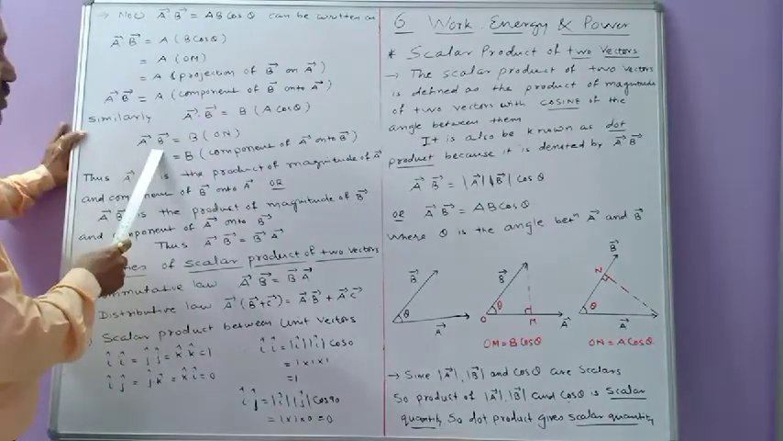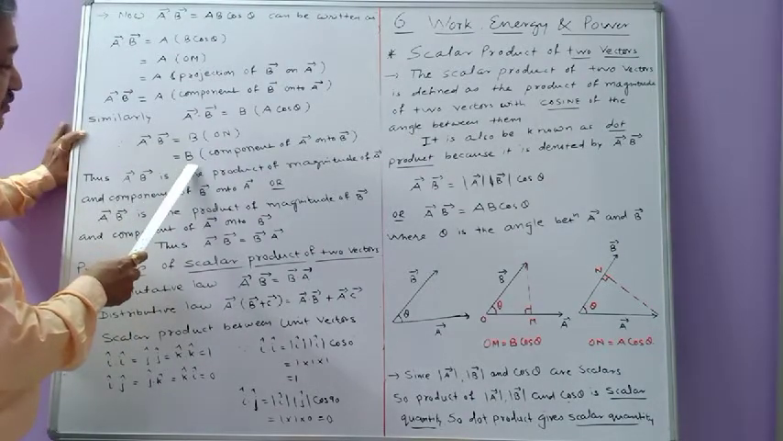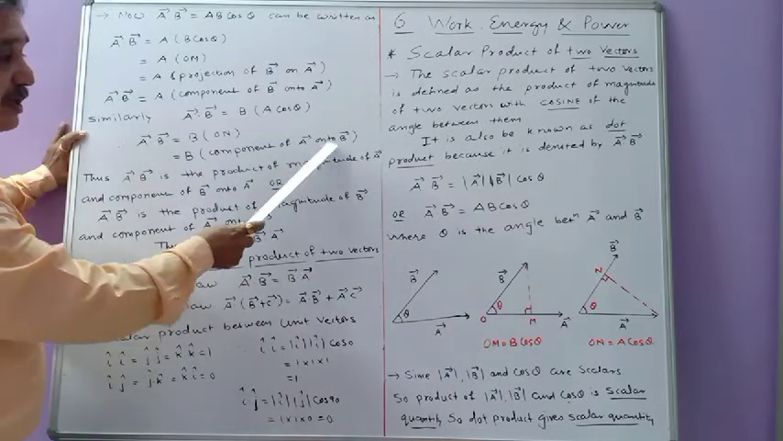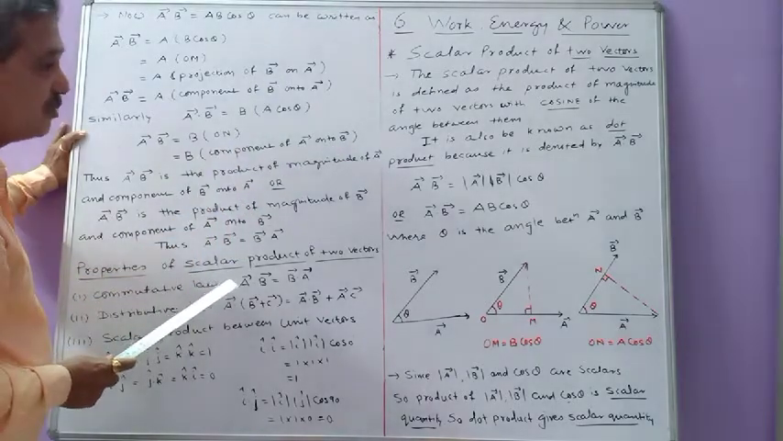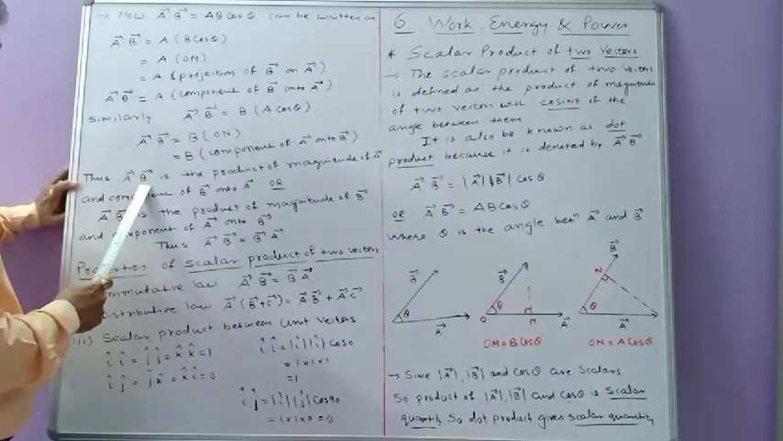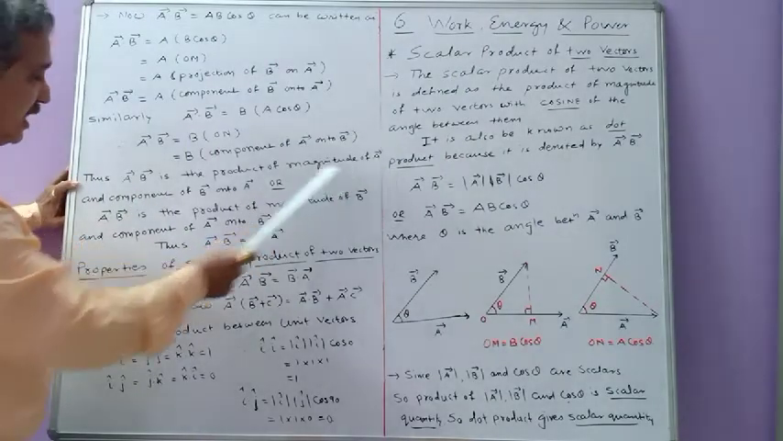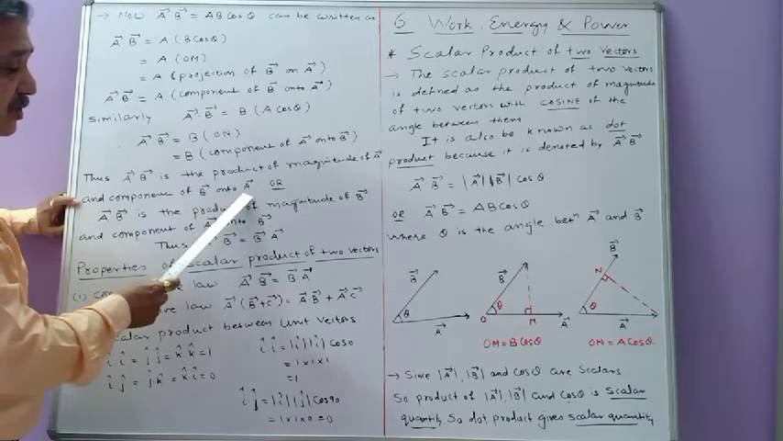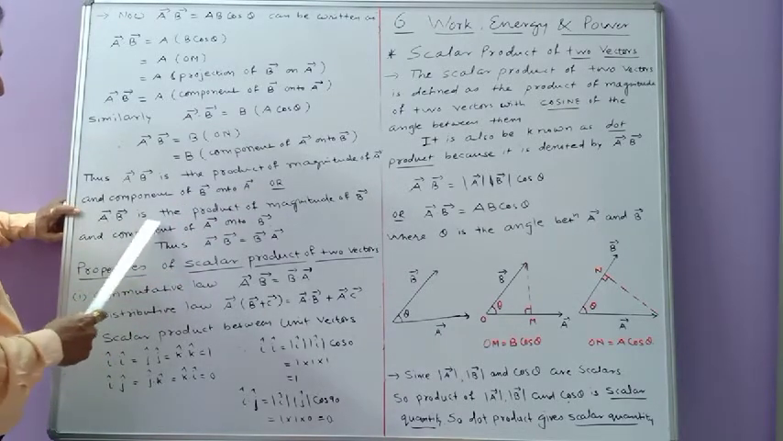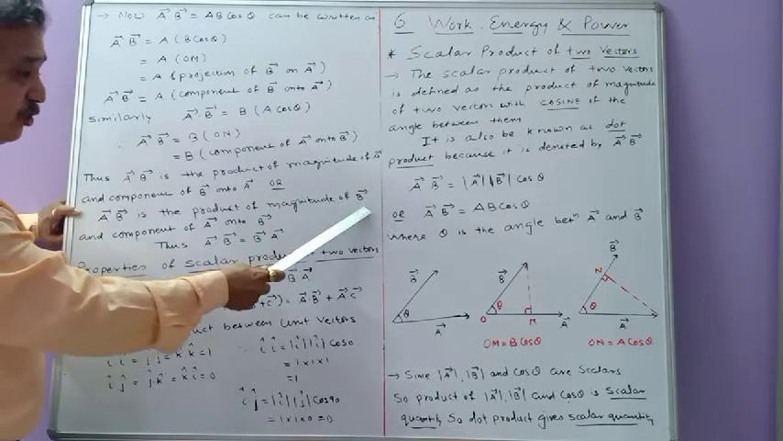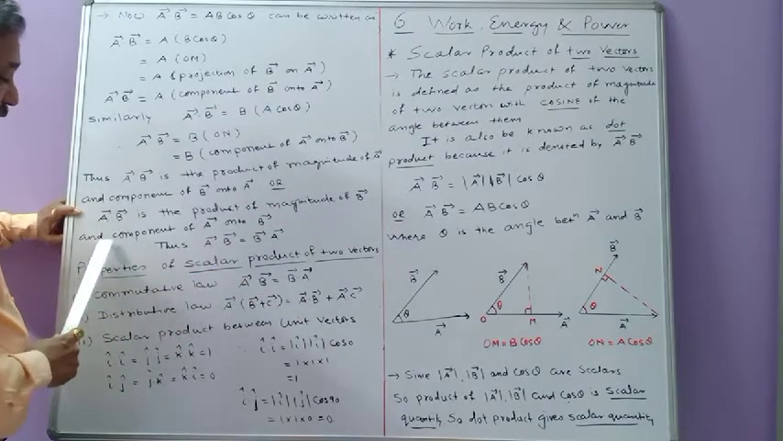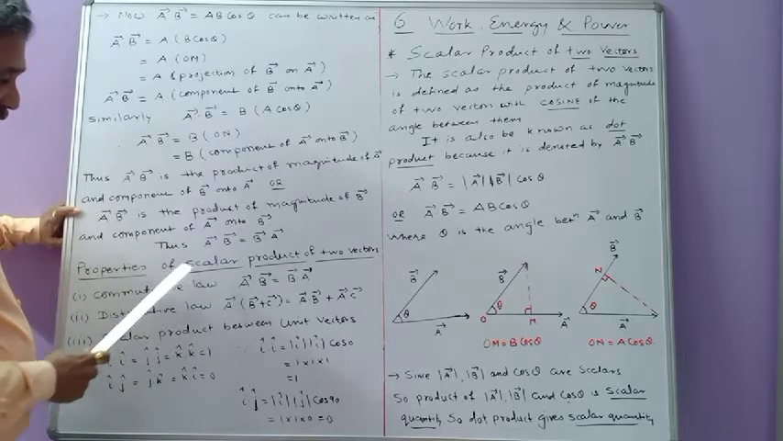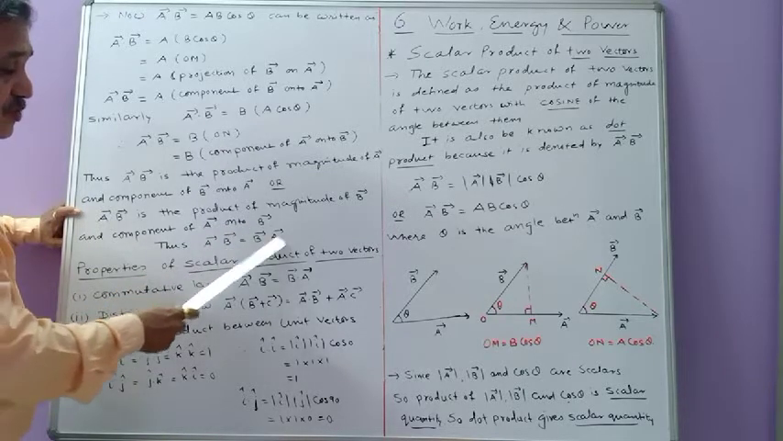So thus A dot B can be written as the magnitude of the second vector B into the component of the first vector A taken on the vector B. So thus A dot B is the product of the magnitude of the first vector A and the component of the other vector B taken on the first vector A, or A dot B is the product of the magnitude of the second vector B and the component of the first vector A taken on the second vector B. Thus A dot B is equal to B dot A.